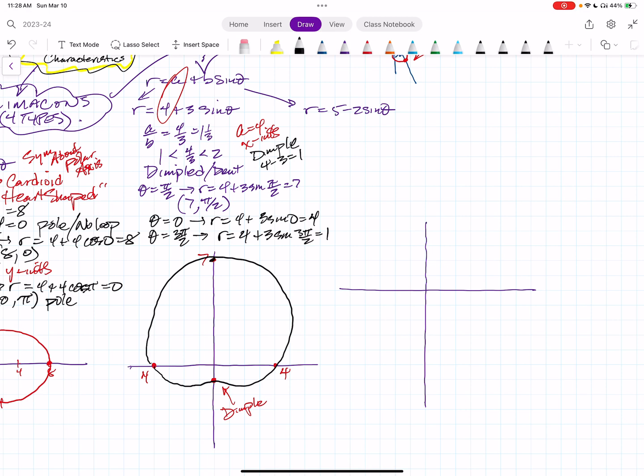So there's a limaçon that's symmetric about the y-axis now because of the sine. Did I write that down? No. So again, anything dealing with a sine function is going to be symmetric about the y-axis. It has y-axis symmetry, as you can see. Left and right halves are the same.